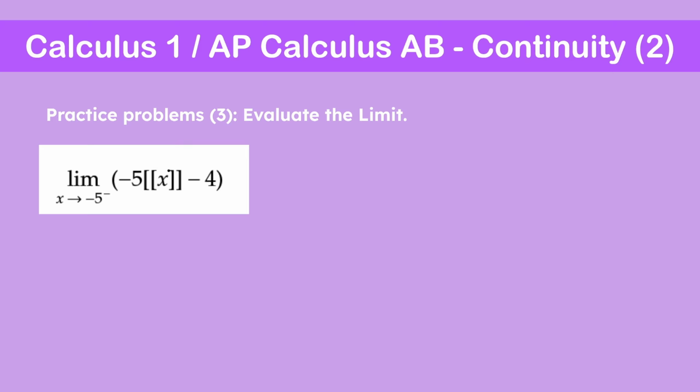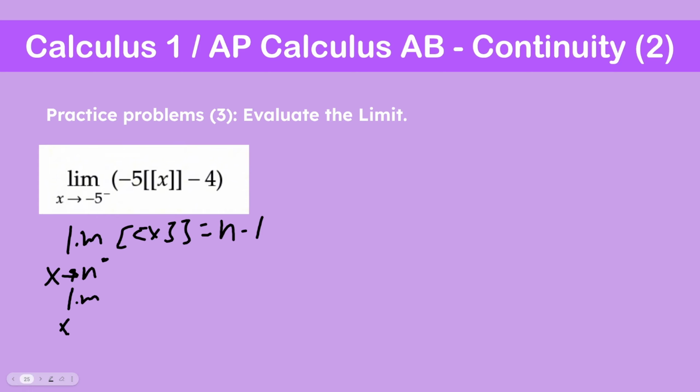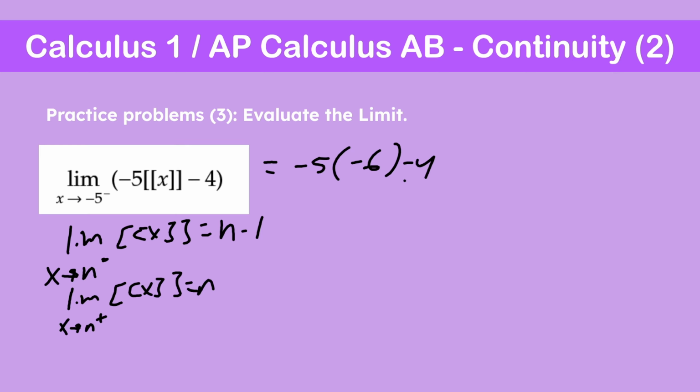Okay, so for our third question, it's asking us for the step function. So if you recall, we have the limit as we approach n from the left of the step function that is equal to n minus 1. So as you can see, we're approaching 5 from the left. So we're just going to plug in -5 times n minus 1, so -5 minus 1, so that's -6 times 5 minus 4. So that's equal to 30 minus 4, also known as 26.